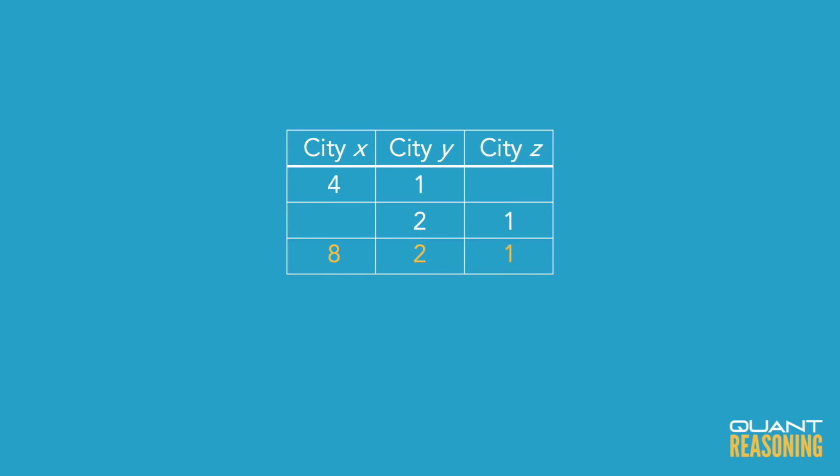and now I can continue on for z with 1 ratio unit. Now the question wants to know the ratio of x to z, so looking at our table, that's 8 to 1.